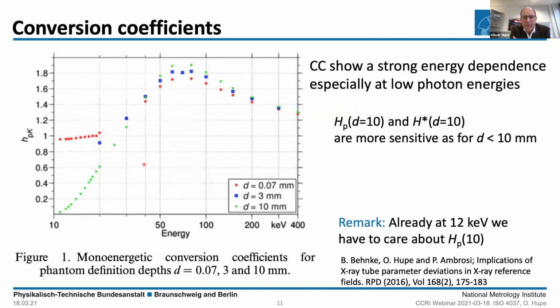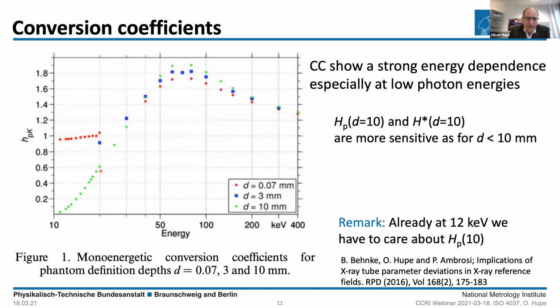The monoenergetic conversion coefficients show a strong energy dependence, especially at low photon energies. And for sure, this also depends on the tissue depths. If you have a look at them, you'll see that at the high energy part, this is only the backscattering from the phantom. That is nearly similar for all tissue depths. But if you go to the low energy part, below 30 kV or below 20 kV, you will see that there is a dramatic difference between them, because 0.07 means it's nearly air kerma, so it is nearly 1. But 10 millimeter tissue means already a huge amount of absorption.